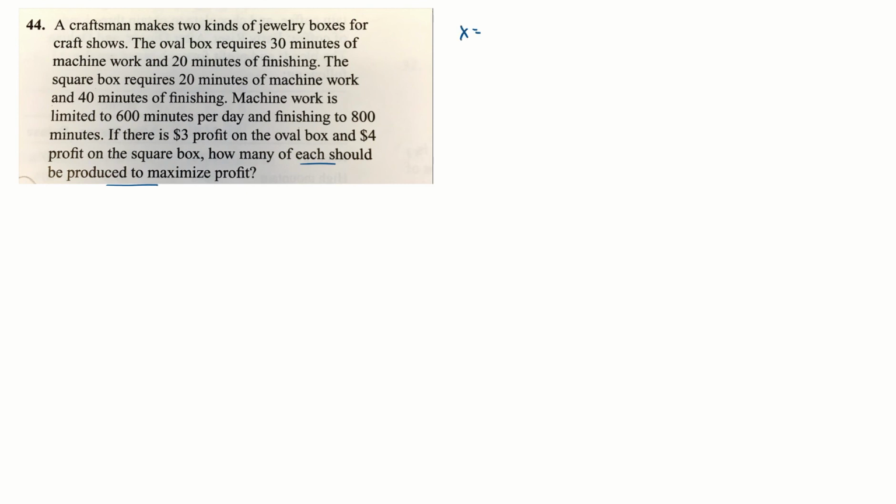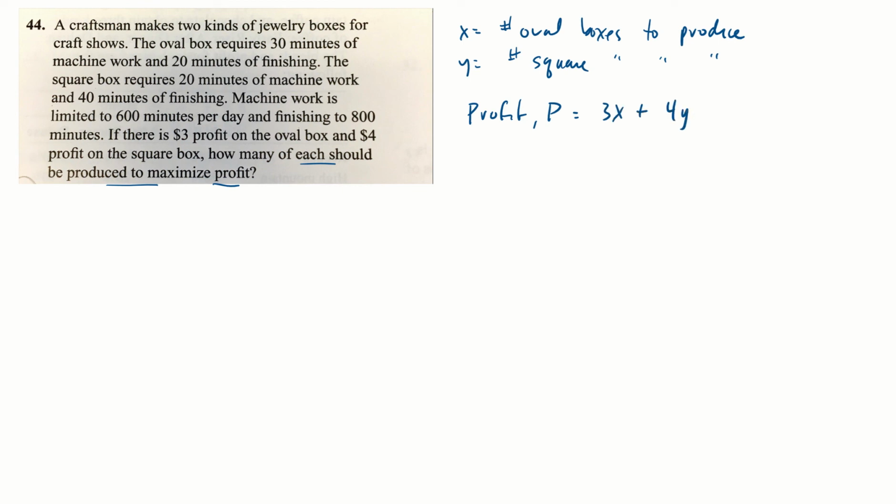So let's set x equal the number of oval boxes to produce. Y would be the number of square boxes to produce. And I want to maximize my profit. So profit P equals $3 profit on the oval box, so 3x, and $4 on the square box, right? And when you sell thousands, that adds up. If you sell 10, it doesn't.